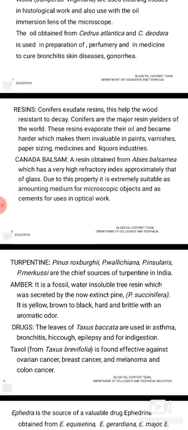Coming to the drugs. The leaves of Taxus baccata are used in asthma, bronchitis, hiccup, epilepsy and for indigestion. Taxol obtained from Taxus brevifolia is found effective against ovarian cancer, breast cancer, melanoma and colon cancer.